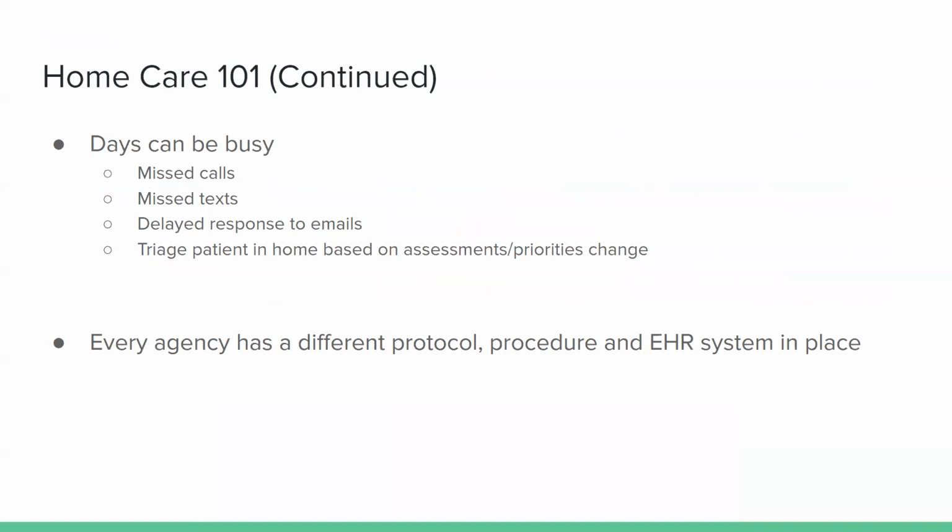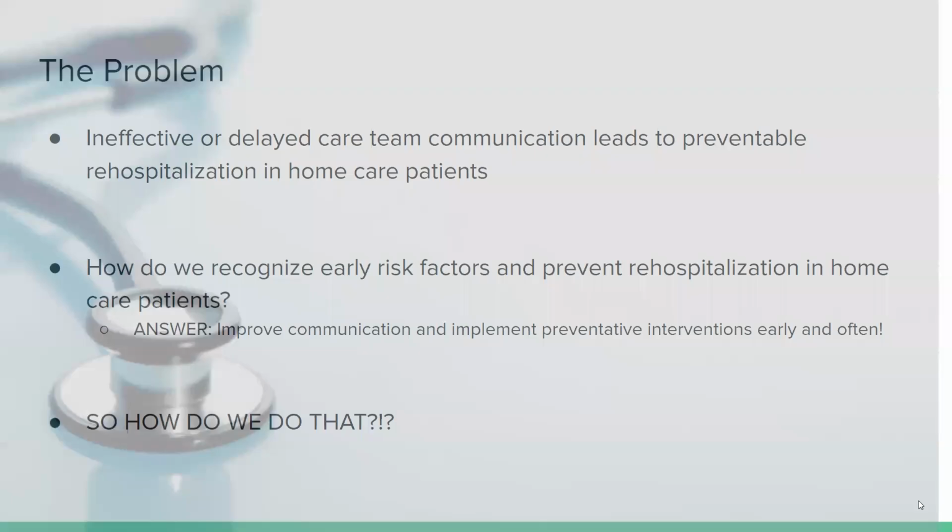Home care agencies can be very busy. Some days people can be seeing 7, 8, 9 patients in a day. Due to this, sometimes calls will be missed, texts will be missed. There might be a delayed response to emails or voicemails. And priorities might change based upon what's going on when you go visit the patient. If you have a patient that's fallen on the ground, you're probably going to want to address that prior to checking your voicemail. And every agency has a different protocol, procedure, and a different EHR system in place.